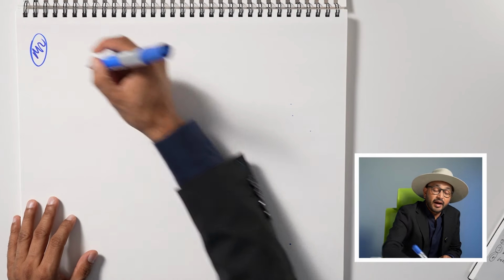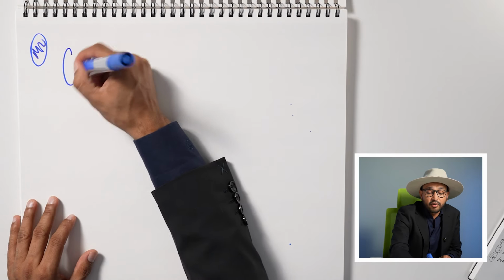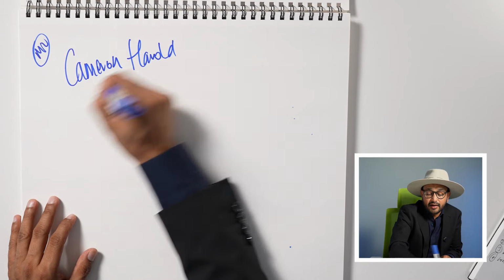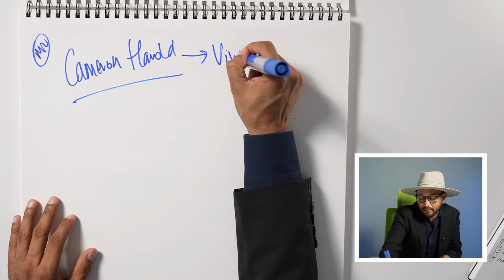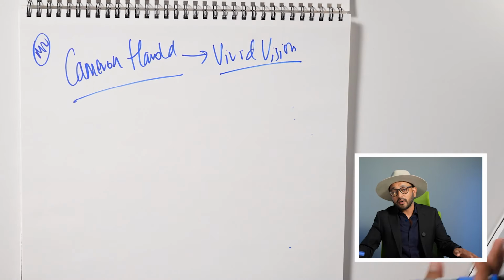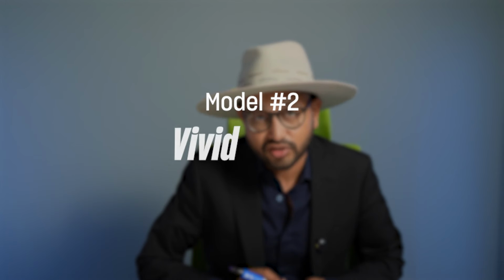The second model that I really, really like is by a gentleman called Cameron Harold. Cameron is a friend of mine, and he created this wonderful book that I absolutely love and highly recommend to everyone in business or otherwise. And the book is called Vivid Vision.